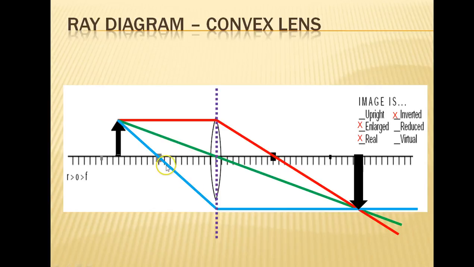Now, on this one, by the way, I didn't mention that this line doesn't actually hit the lens. That is traumatizing for some students. Don't worry about it. It's okay. You want to make it hit the vertical axis.